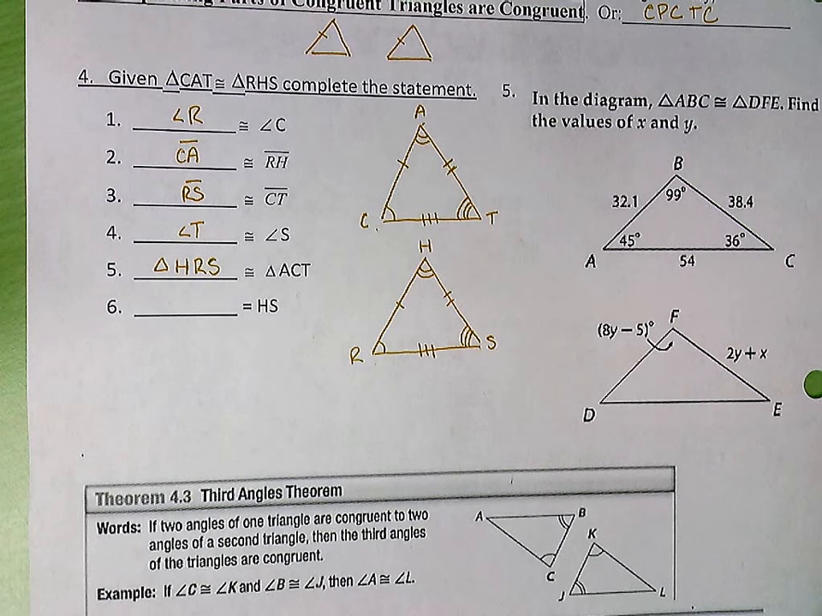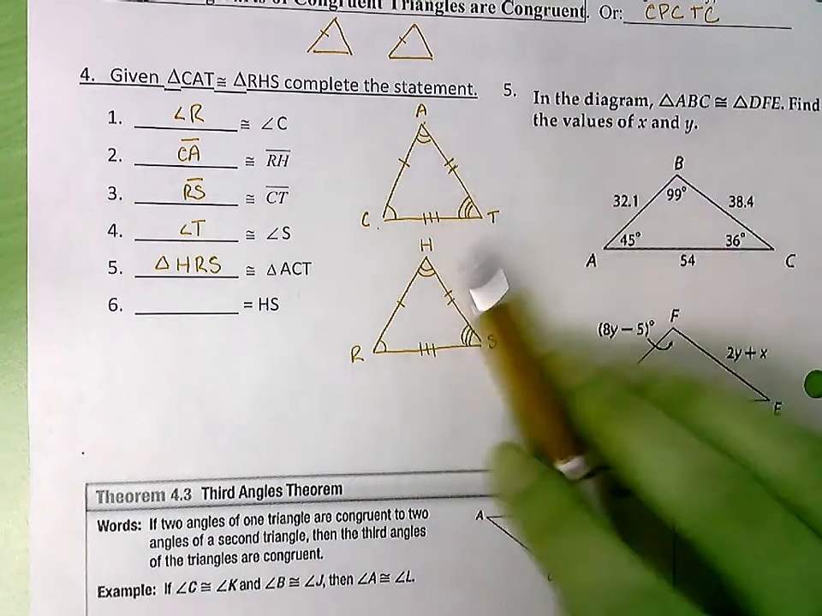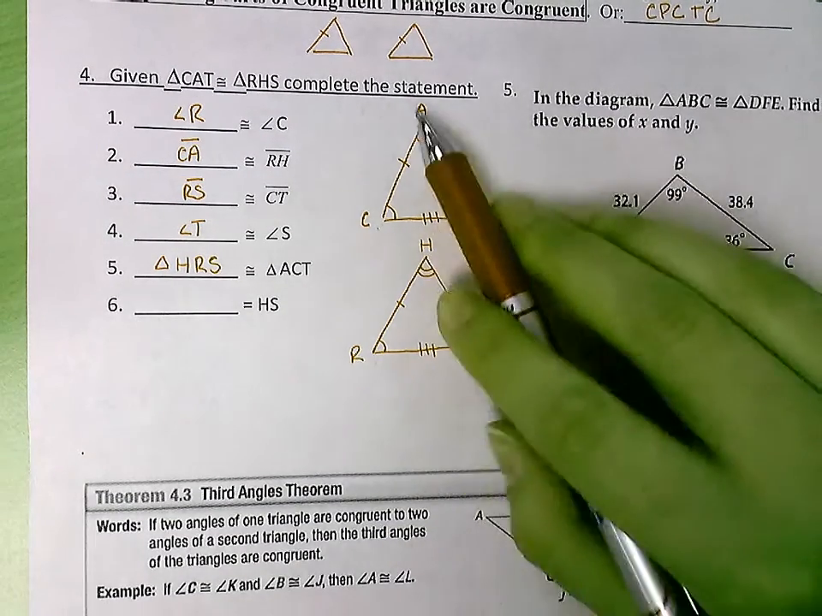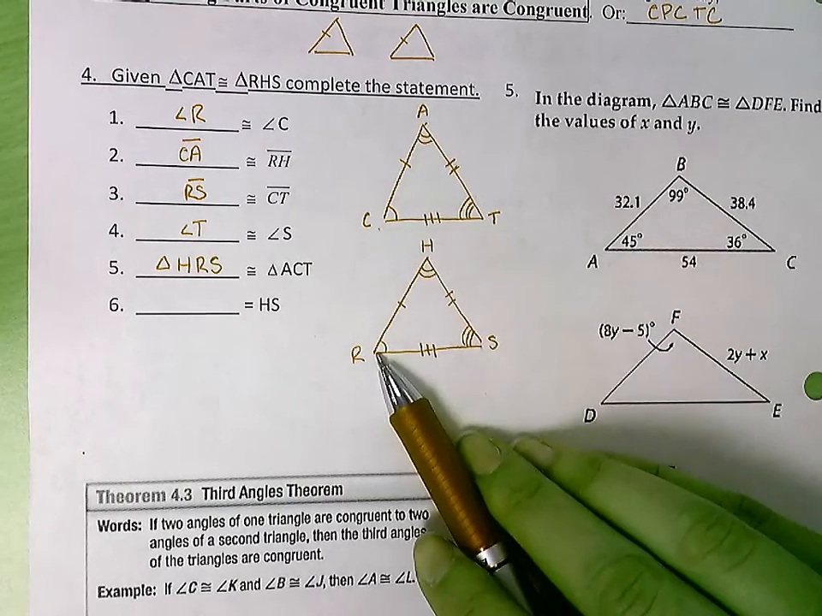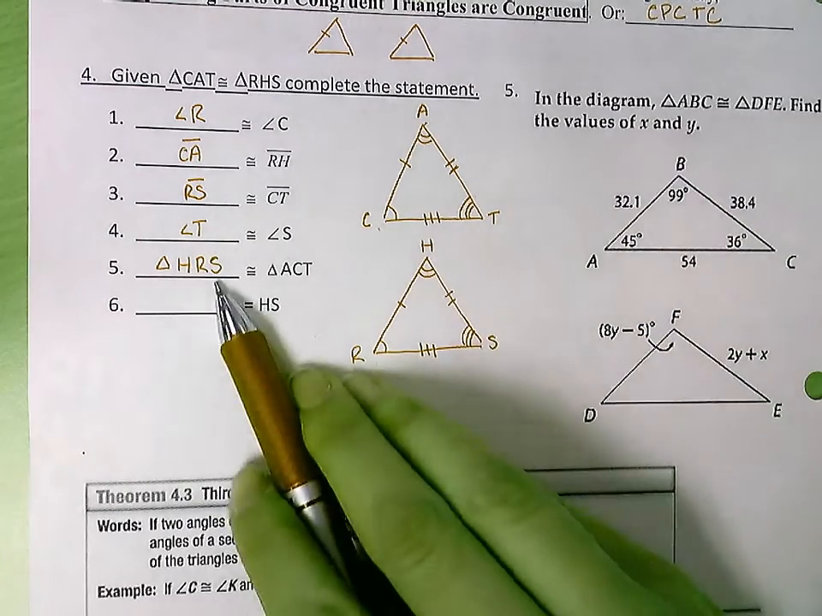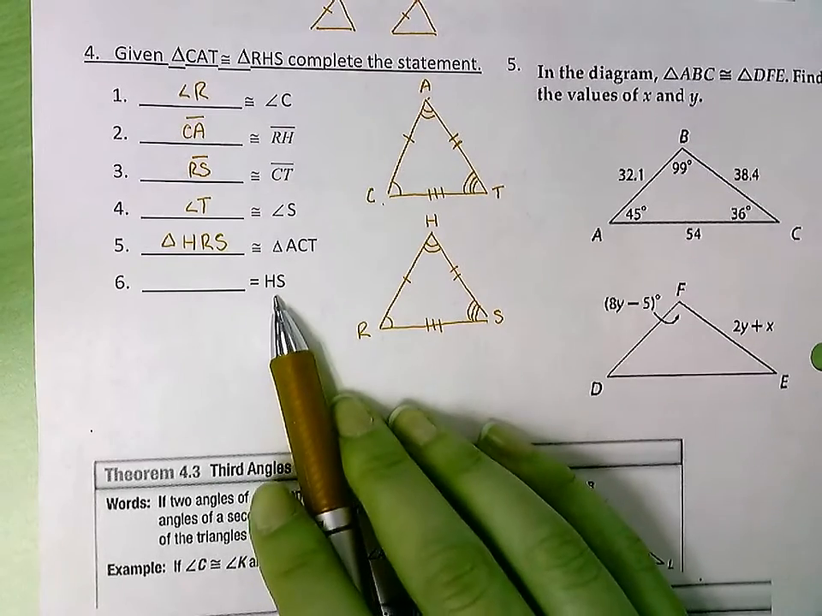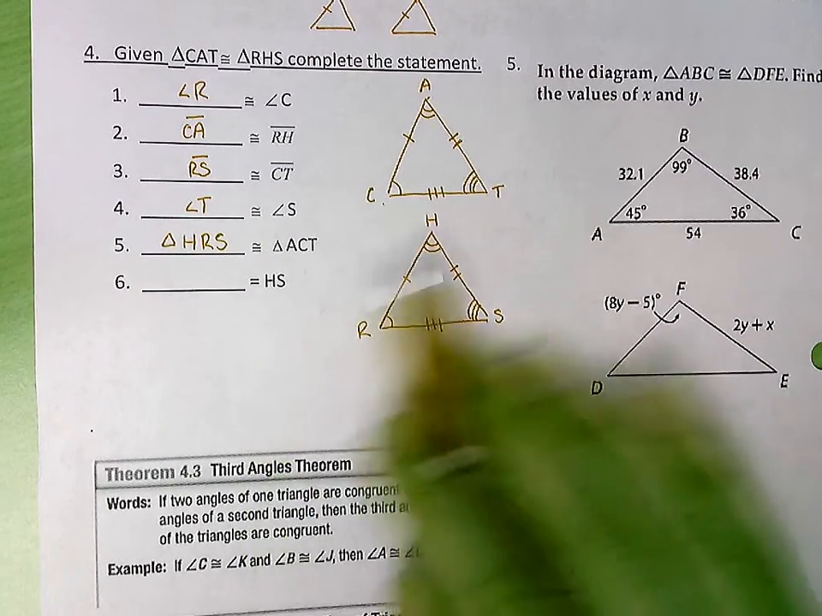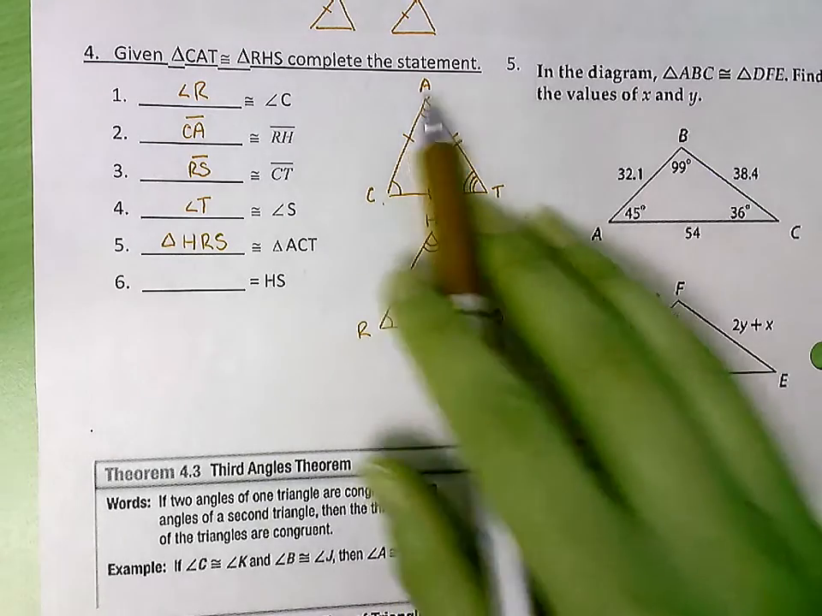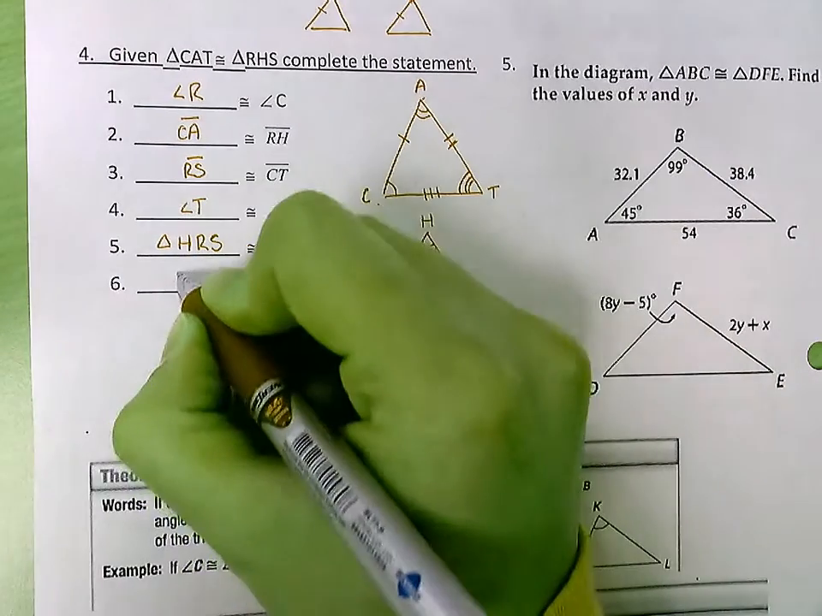Okay, so since I started with A, I needed to start with H. I went to C, so I'll go to R, and then finally to S for that triangle there. Number 6, the last one, we're looking at HS. That would be AT.